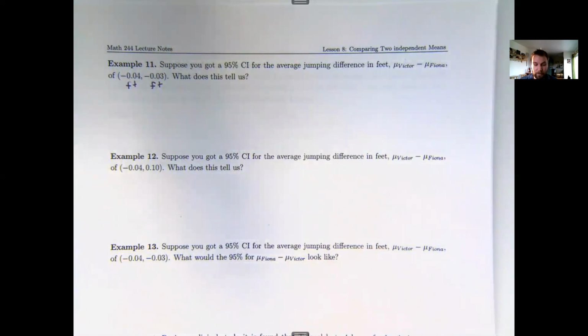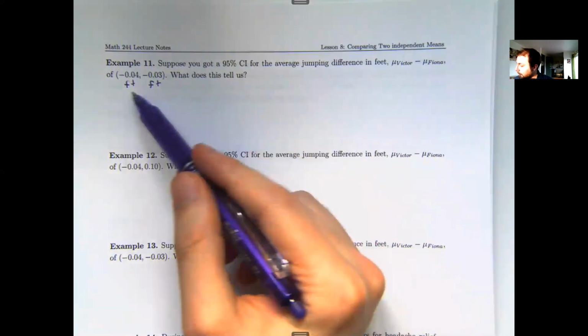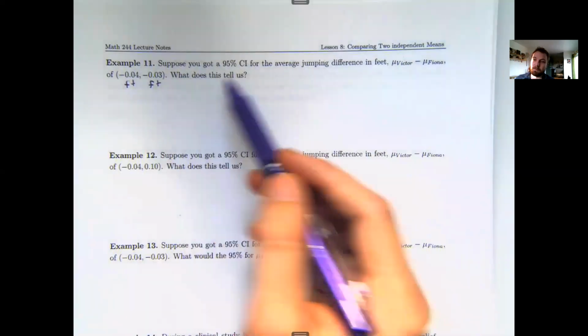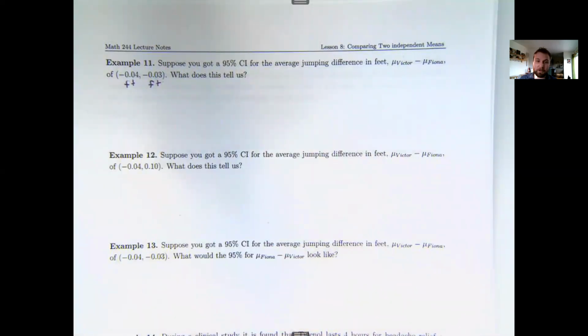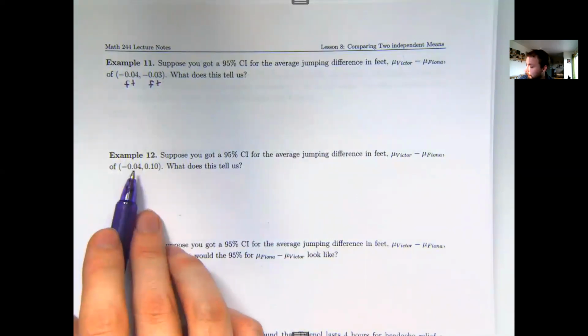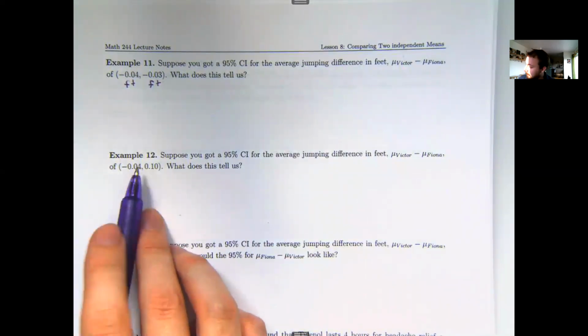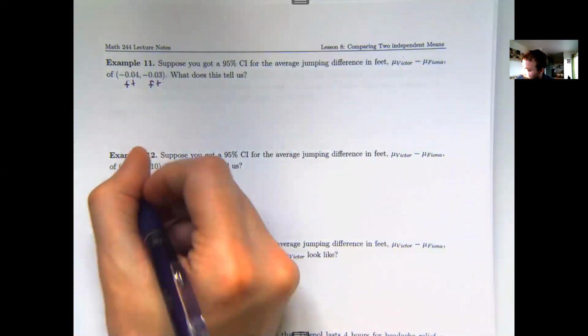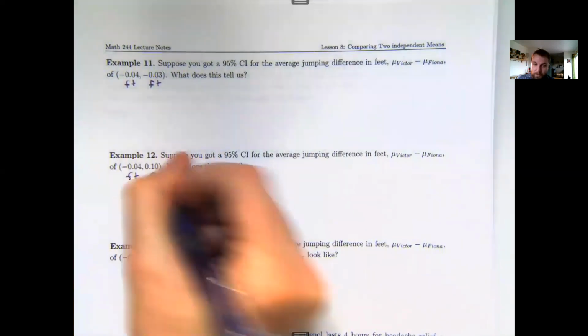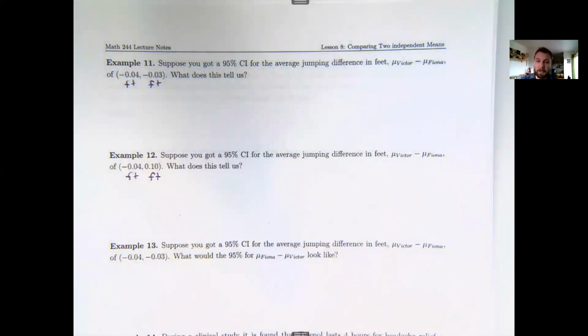If you're watching this video at home, try pausing the video and see if you can come up with the answer for exactly what this is telling me. Who appears to be a better jumper and how much better? If you're feeling good about that problem, also try doing example 12 here. Same idea, but this one has a negative 0.04 feet all the way up to 0.10 feet. Again, pause the video, try it out, then we'll go through it together.